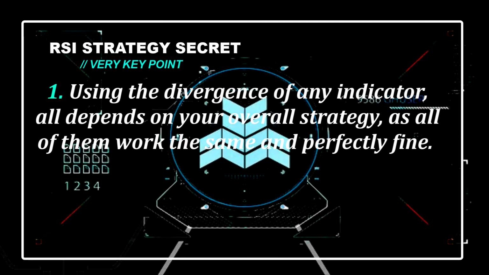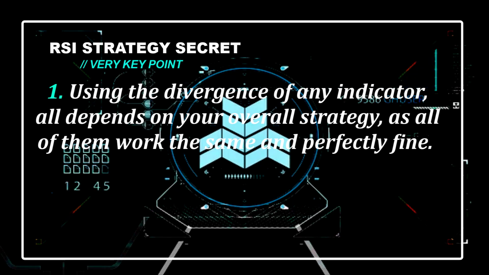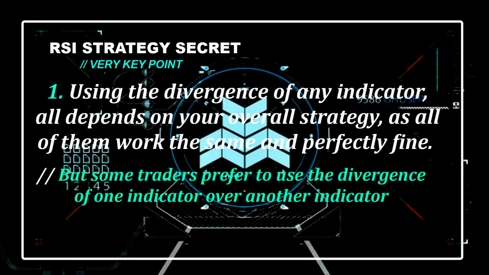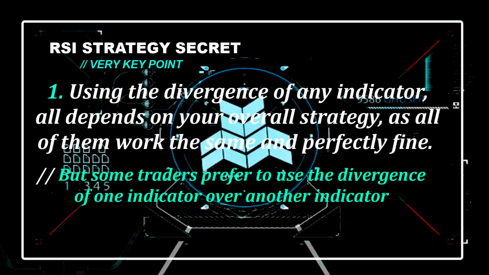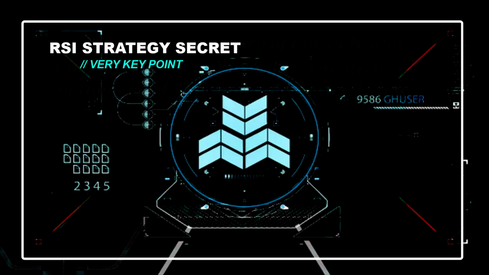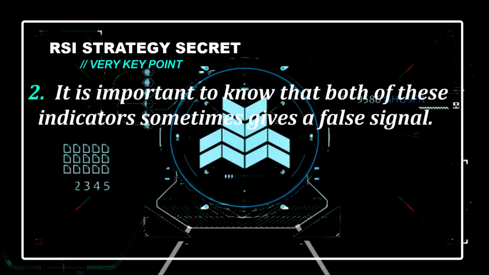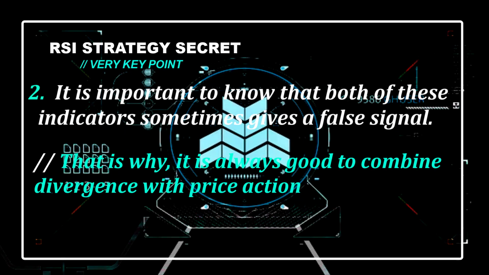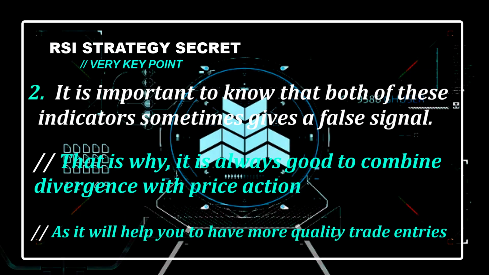Using the divergence of any indicator all depends on your overall strategy, as all of them work the same and perfectly fine. But some traders prefer to use the divergence of one indicator over another indicator, which also boils down to their strategy. It is important to know that both of these indicators sometimes give a false signal. That is why it is always good to combine divergence with price action, as it will help you to have more quality trade entries. Now let's move on to the strategy section.